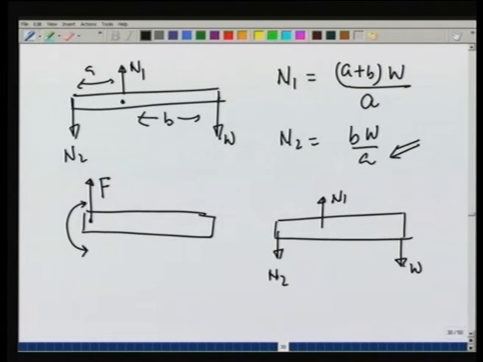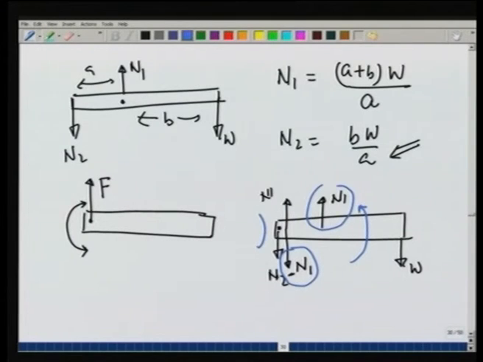I can add a 0 force at this point, and I choose this 0 force in a particular way. I add n 1 and minus n 1 at this point. Now, this minus n 1, let me use a different color, minus n 1 along with this n 1 gives a couple trying to turn the whole thing counterclockwise.